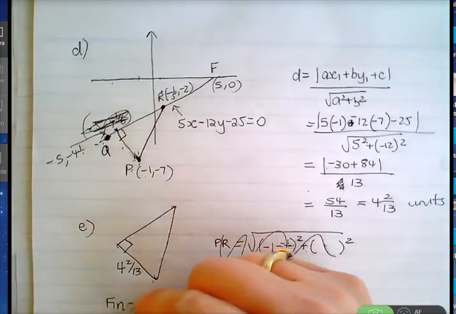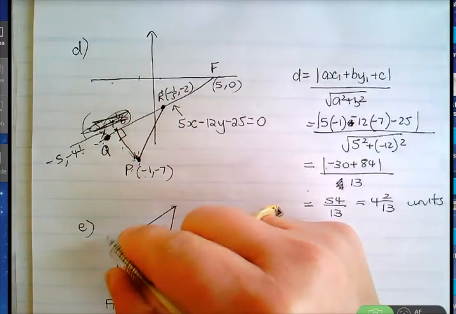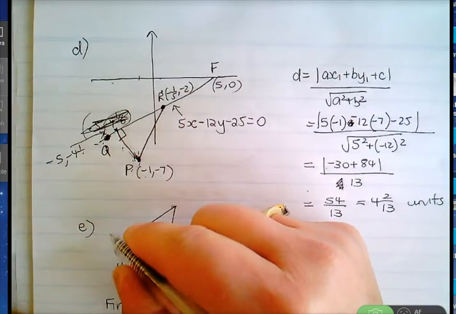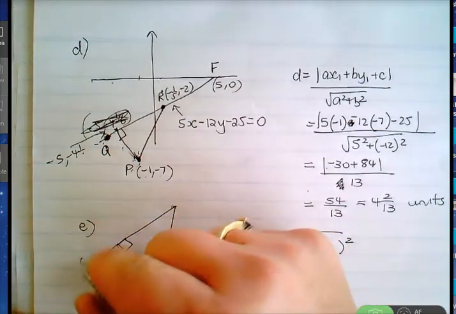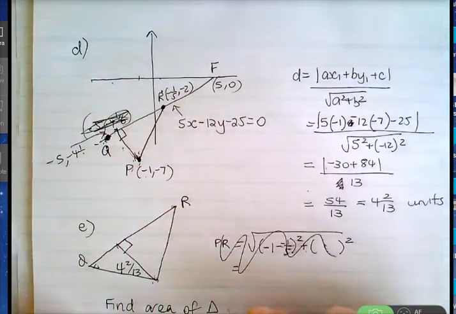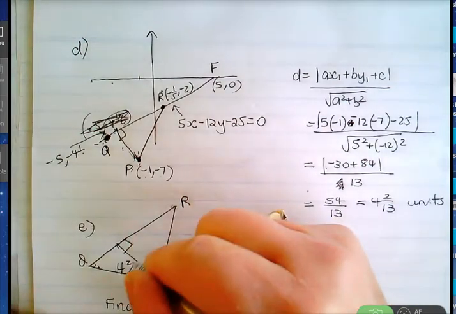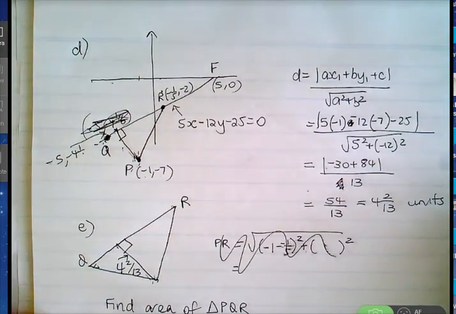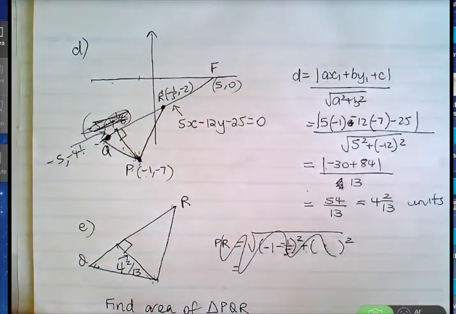So find the area of the triangle. It would help if I read the question. All right, so girls, Q might actually be down here. We don't know that it's actually that point there. So the question is to find the area of triangle PQR. So you've just found the perpendicular height, which is 4 and 2/13. So we okay with that? Sorry, girls, I did not realise. Didn't read the question properly.